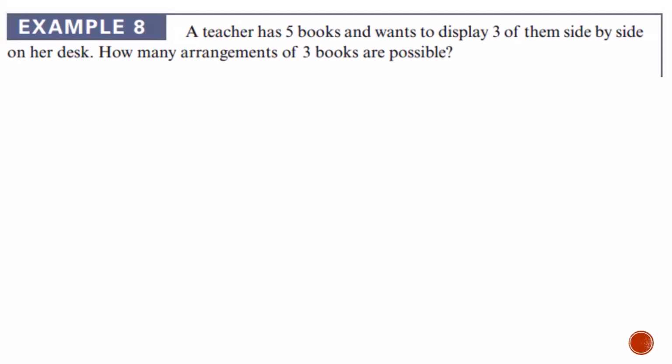So same thing, I'm displaying 5 books. I have 5 books. But now instead of displaying all 5 of them, I'm displaying 3 of them. So I choose a book to go first and whatnot. But this way, the order still matters, because ABC is different than CBA. But it's going to be a little bit different. So if I'm only arranging 3 books, let's break this down the same way.